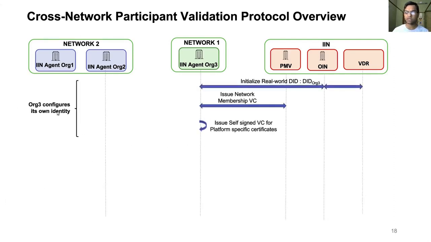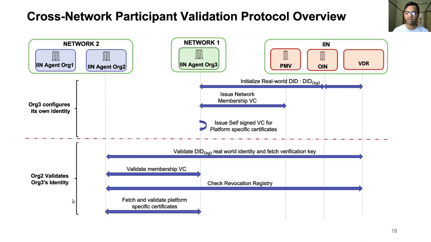First, Org3 configures its own identity by initializing a real-world deed with the help of OIN, which registers the real-world deed in the verifiable data registry. And then the PMV issues a membership VC for Org3 into network 1, which configures the membership identity of Org3. And then finally, Org3 issues a self-signed VC for the platform-specific certificates. So with these three steps, the SSI of Org3 is mapped with its real-world identity, its network membership, as well as the platform-specific certificates, which will be used for interoperation.